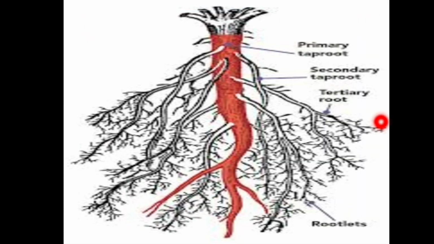So you can see here, this is the primary taproot, one straight root which is growing. And from that we have secondary roots, and these small ones are tertiary roots.